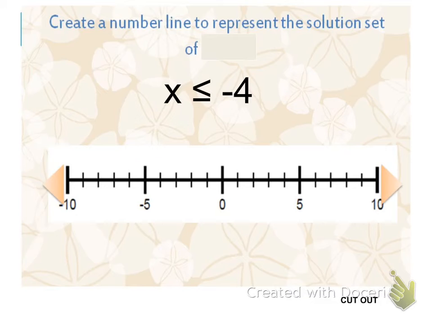Okay, did I give you this example? I think I did. Yes. All right, so this is your first example. So it says x is less than or equal to -4.